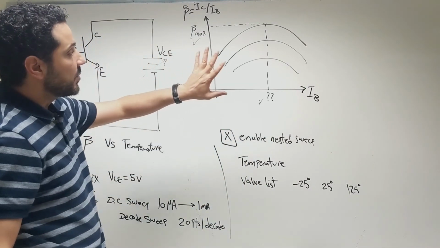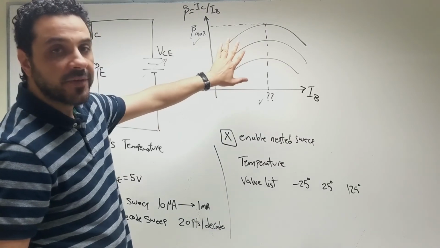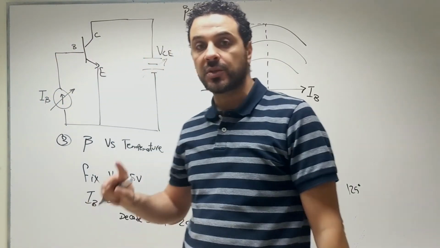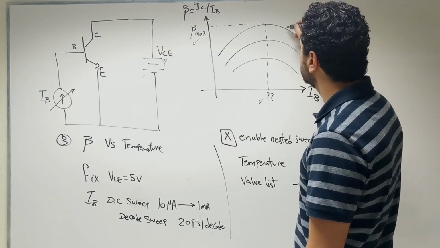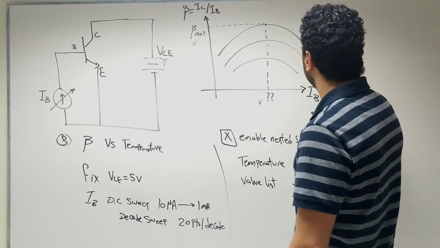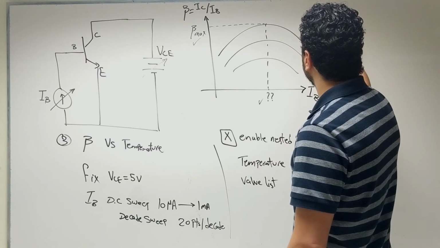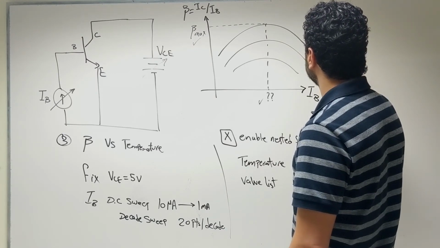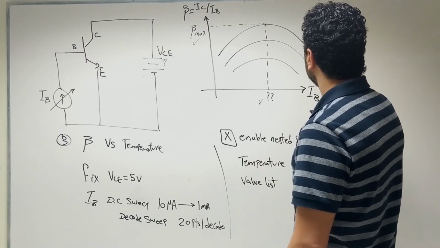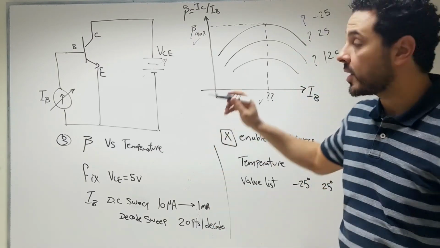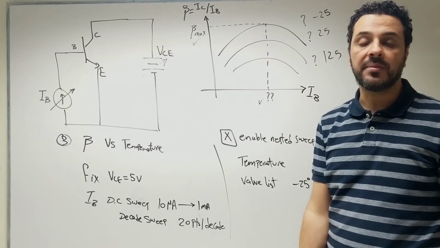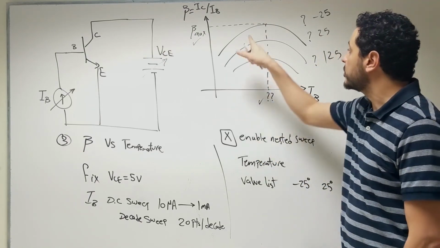And then, before you copy the figure and paste it in the report, you are supposed to identify which curve is which. Which curve represents the curve for 25, which curve represents the curve for negative 25, which curve represents the curve for 125. You are supposed to identify and write on top of them which curve represents which temperature.